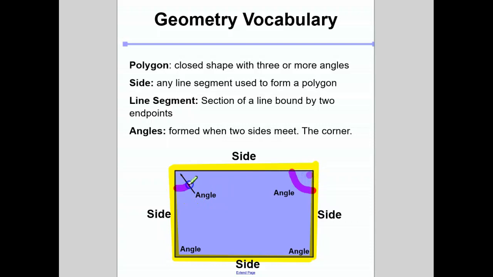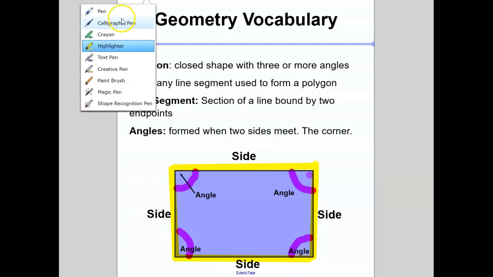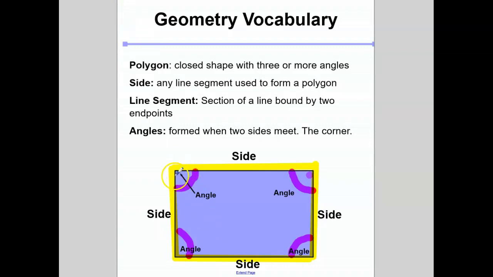Here's another angle right here, and our last angle. Wonderful. On your picture of your rectangle, would you label all the angles? Thank you so much. Okay, so I know that these are the angles because it's where 2 lines come together. Those are called angles. And the line segments are called the sides. Wonderful.